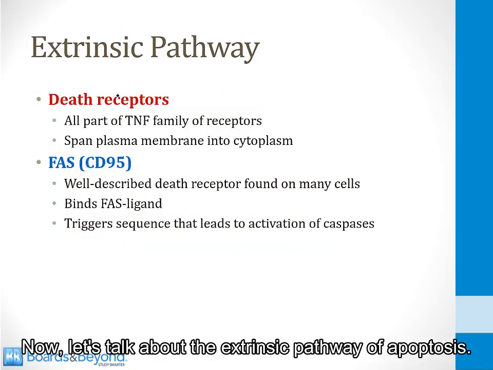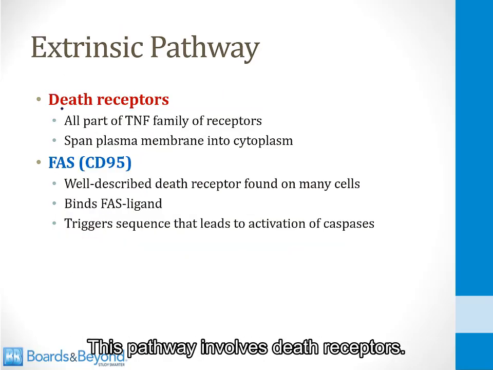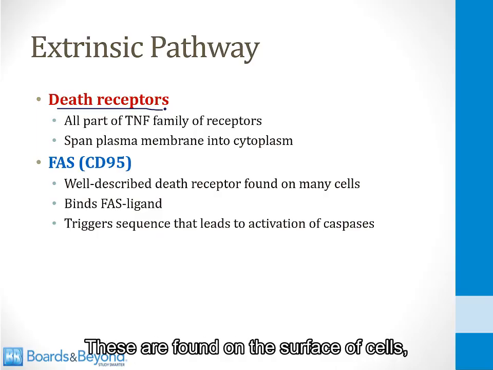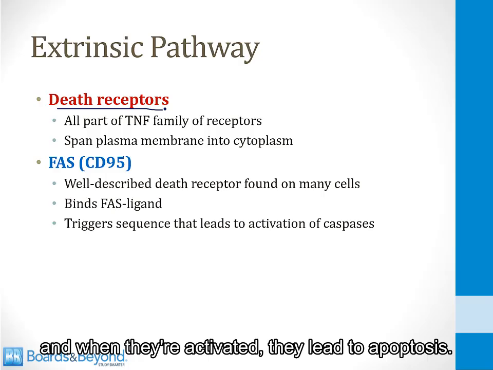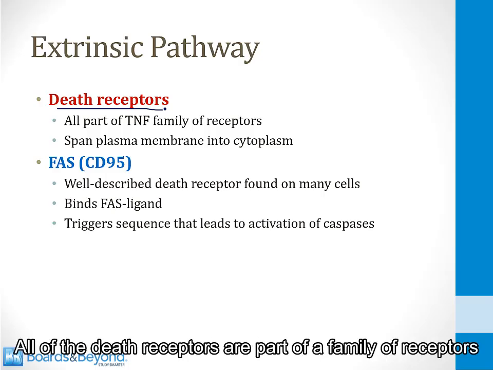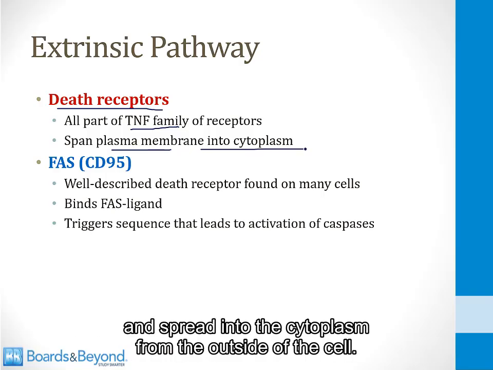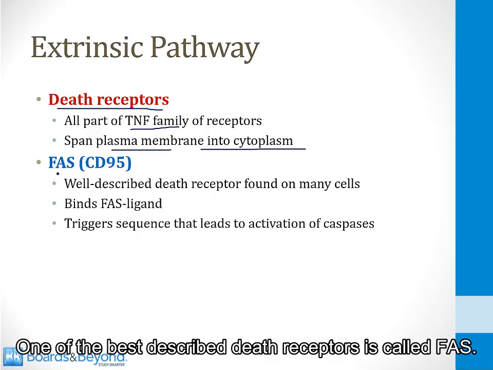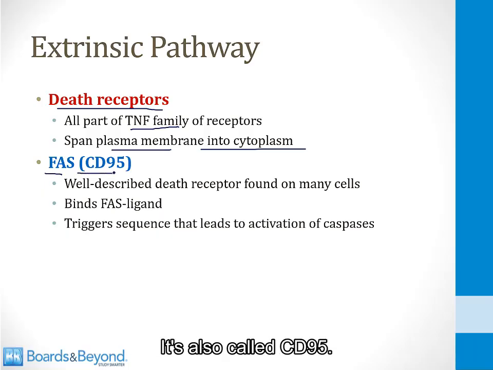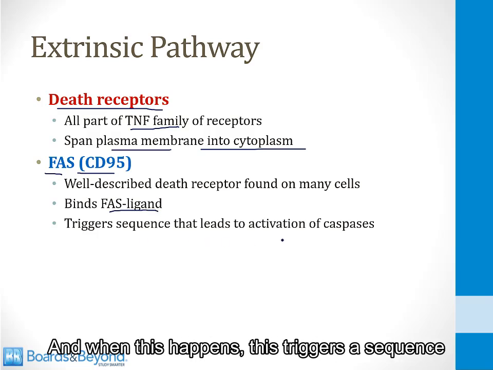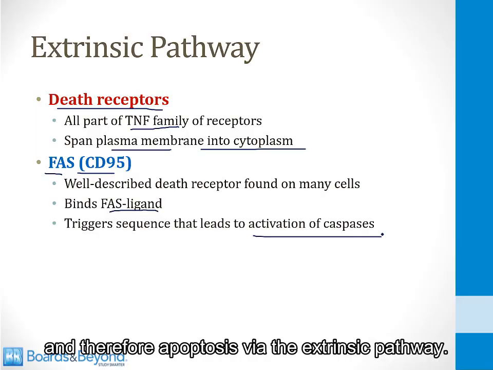Now let's talk about the extrinsic pathway of apoptosis. This pathway involves death receptors. These are found on the surface of cells, and when they're activated, they lead to apoptosis. All of the death receptors are part of a family of receptors called the TNF family, or the tumor necrosis factor family, and they span the plasma membrane and spread into the cytoplasm from the outside of the cell. One of the best described death receptors is called FAS. It's also called CD95. It can bind to the FAS ligand, and when this happens, this triggers a sequence that leads to the activation of caspases and therefore apoptosis via the extrinsic pathway.